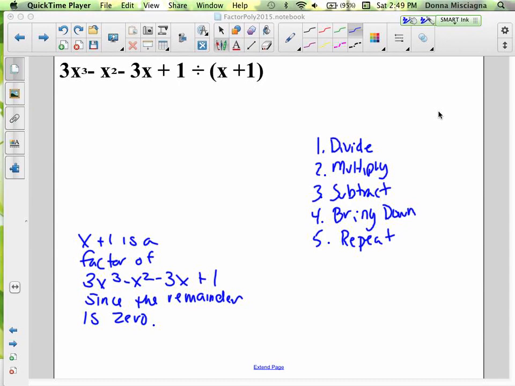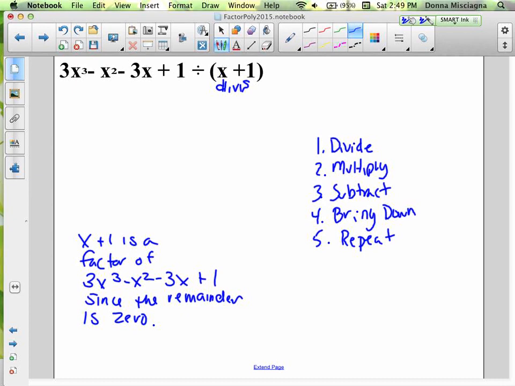All right, so we're going to be dividing 3x cubed minus x squared minus 3x plus 1 by x plus 1. This is our divisor, so that's going to go outside. Right, x plus 1. And then we're dividing into 3x cubed minus x squared minus 3x plus 1.